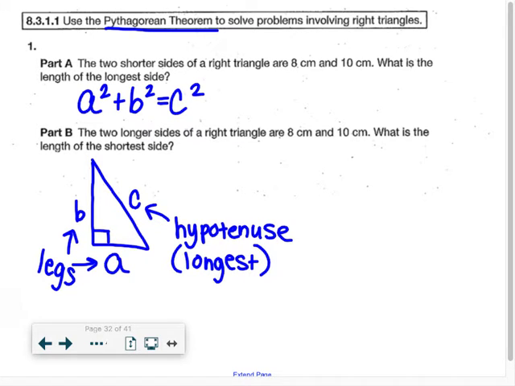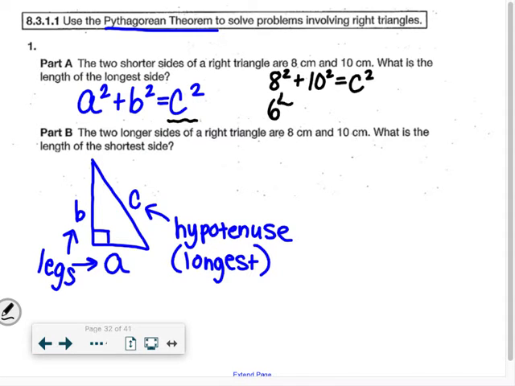So the first question here, Part A, number 1, Part A, the 2 shorter sides of a right triangle are 8 and 10. What is the length of the longest side? Well, the longest side has to be C. So if the shorter sides are 8 and 10, the shorter sides are A and B. So I plug in 8 and 10 for A and B. The order doesn't matter. For the legs, the order doesn't matter.